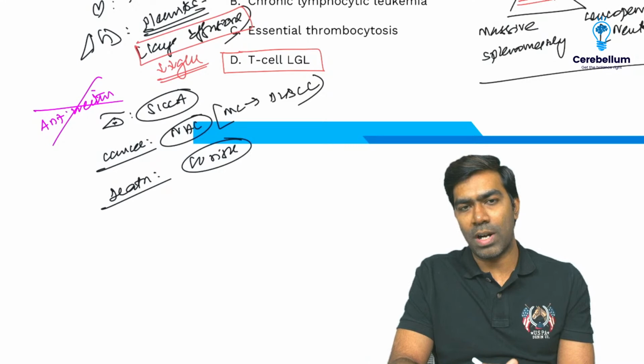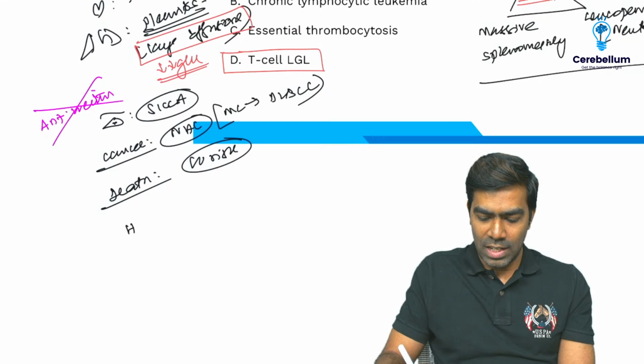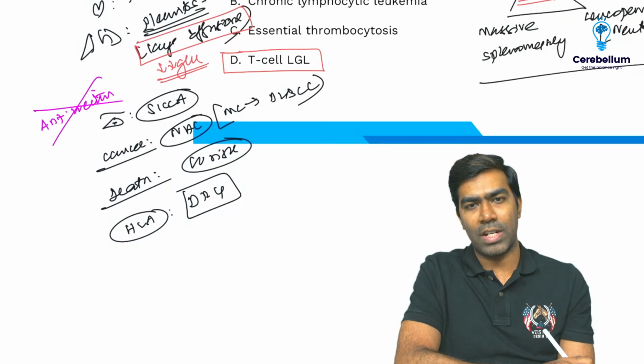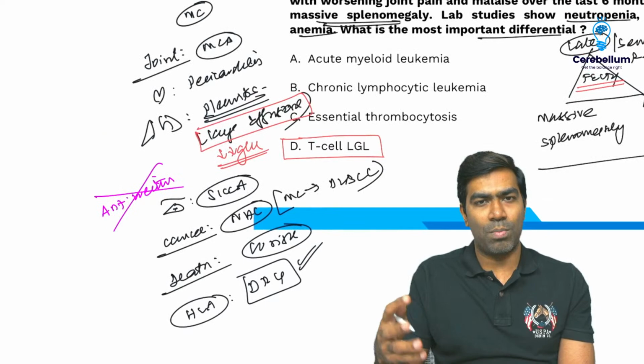And what is the HLA that is associated with rheumatoid arthritis? It is DR4. HLA DR4. That's the one that is associated with rheumatoid arthritis. It's a very, very important point as well. So these are some of the important points and the most commons that are important for exams. But remember, this could be a future question.